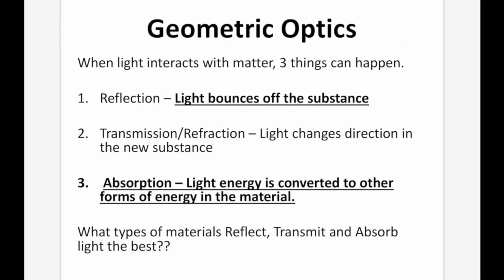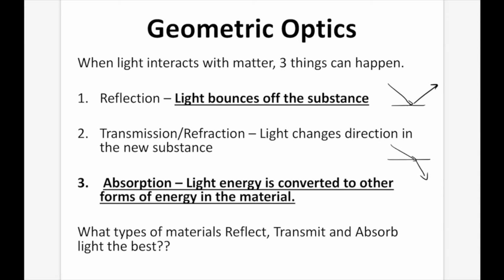Geometric optics. So when light interacts with matter, three things can happen. Number one, reflection. Light can bounce off the substance. So think of a mirror. So a light ray comes in, hits the mirror, and bounces off. Number two, transmission, refraction. Light changes direction in a new substance. Think of a pond. When light comes in, it's going to bend. We'll have a lot more on that later.